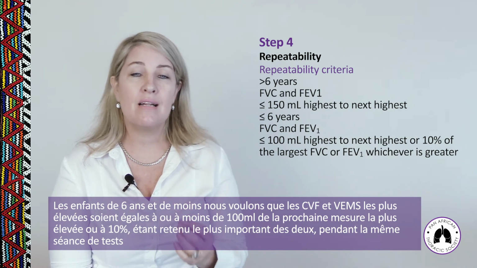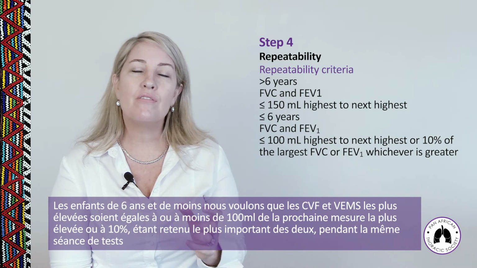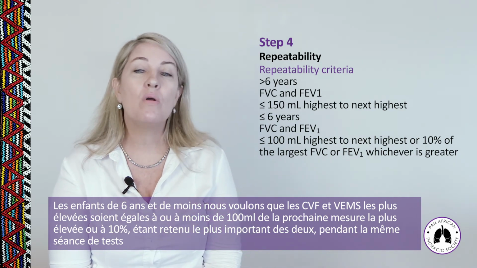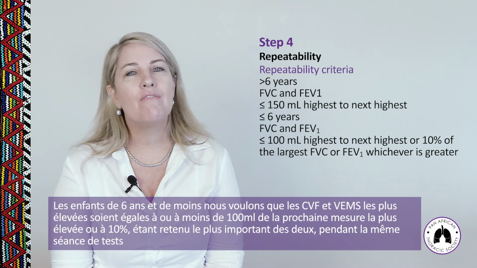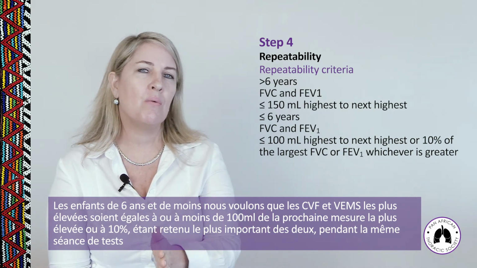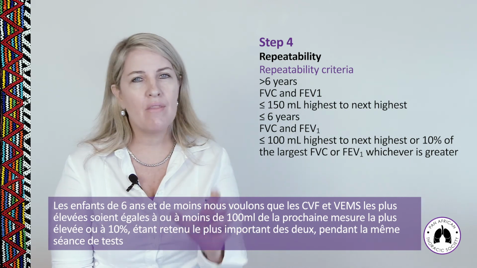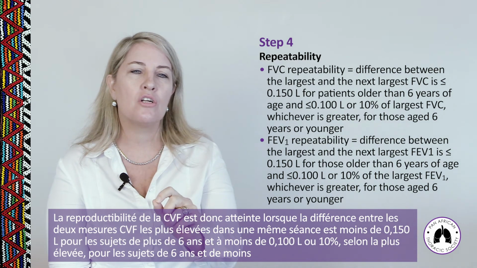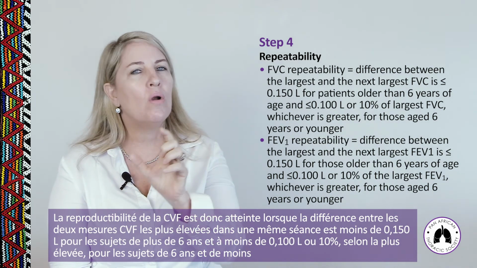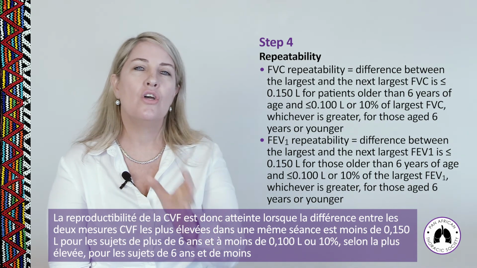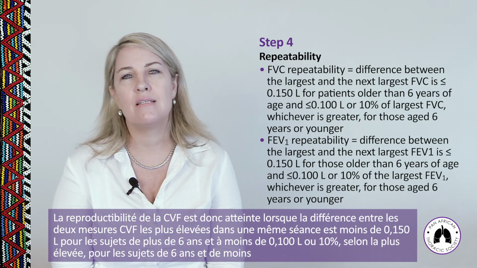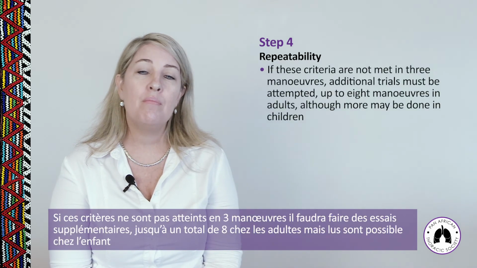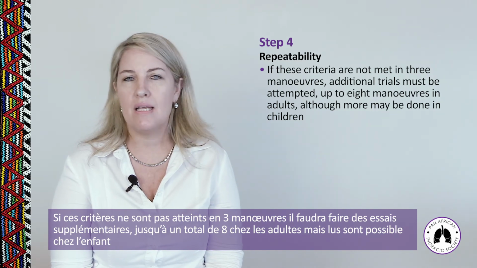In children who are younger than 6 years of age, who are 6 or younger, we want the difference between the highest FVC and the second highest FVC to be less than 100 mils or 10%, whichever is the largest. And the same with the FEV1. We're looking for less than 100 mils, highest to next highest FEV1, or 10%, whichever is the highest within that one testing session. So FVC repeatability is achieved when the difference between the largest and the next largest FVC is less than 100 mils if you're over 6, or less than 150 mils if you are over 6 years of age, or 100 mils or 10% if you are smaller than 6 years old, and exactly the same for the FEV1. If these criteria are not met in 3 maneuvers, additional trials must be attempted to try and get repeatability criteria.